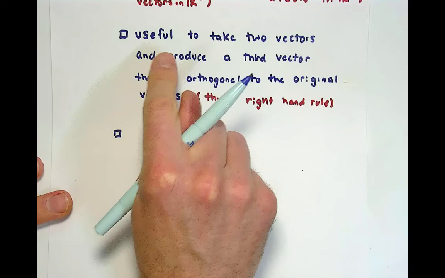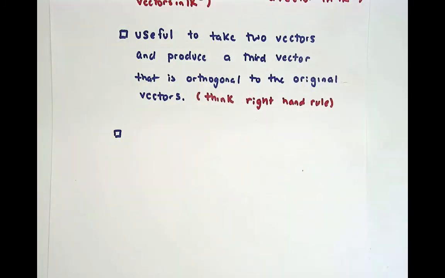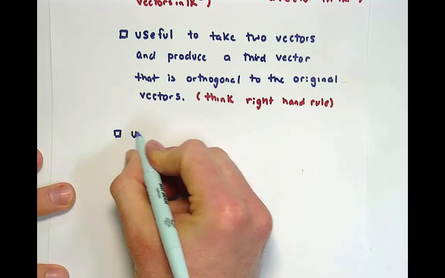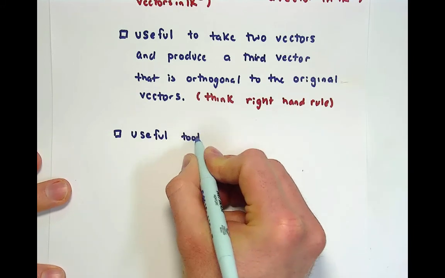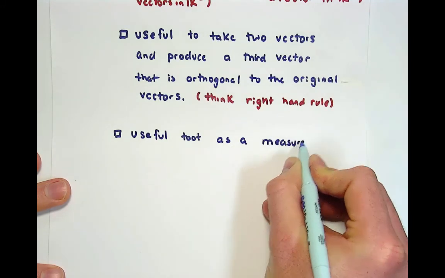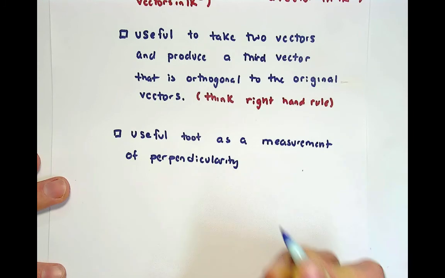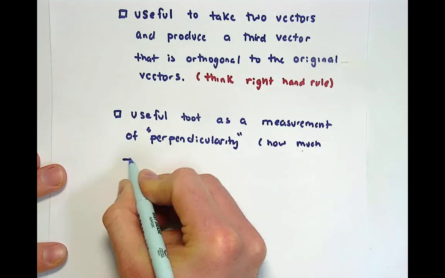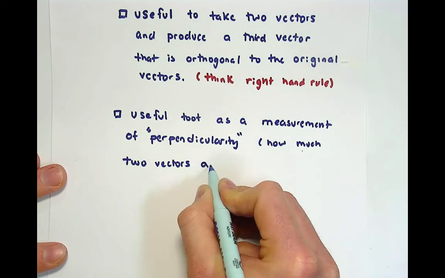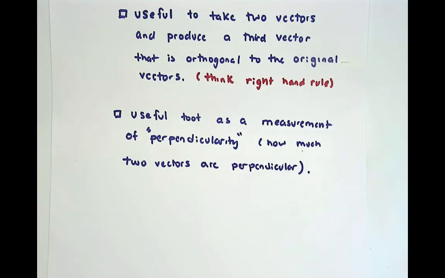Okay, so when you're looking at the cross product, the first thing that we're going to do is it's useful to take a vector that's orthogonal to another two vectors. And then the other thing that is kind of interesting about the cross product is we'll see that this is a useful tool as a measurement of perpendicularity, right? You can think about this as how much two vectors are perpendicular, or you could call it orthogonal. This is intuitive, so I'm trying to get away from formal language.